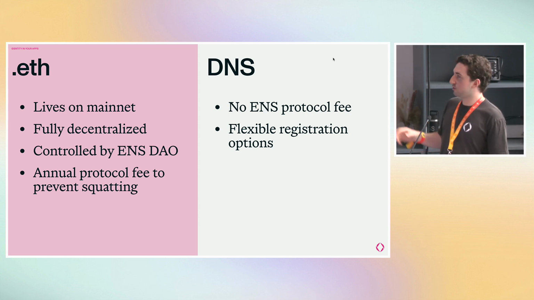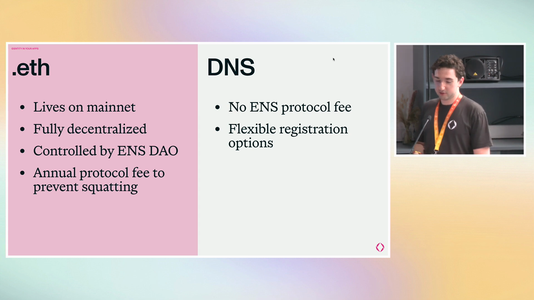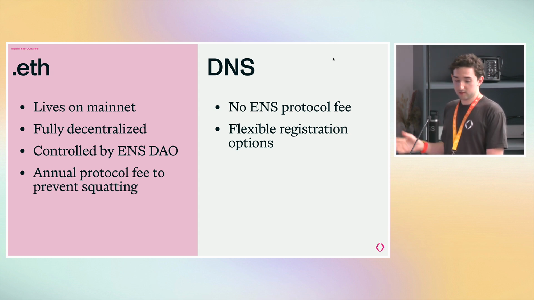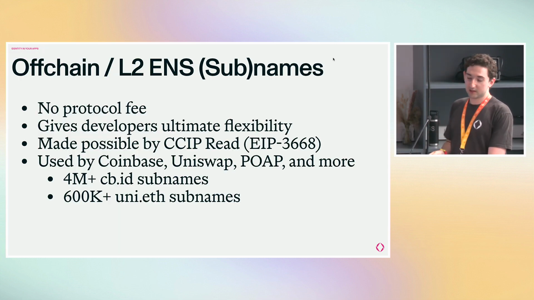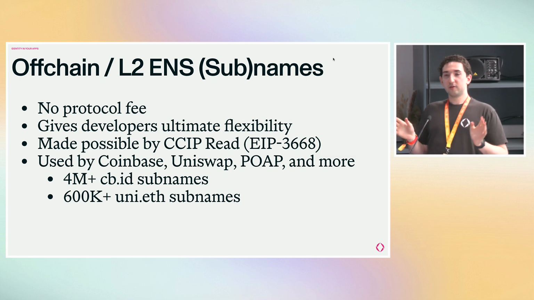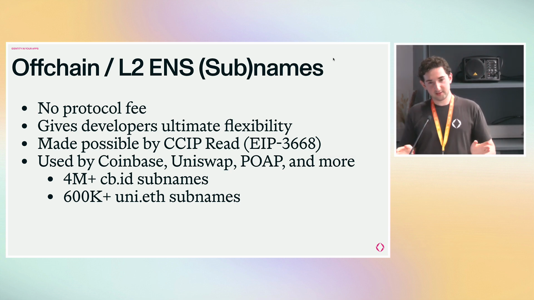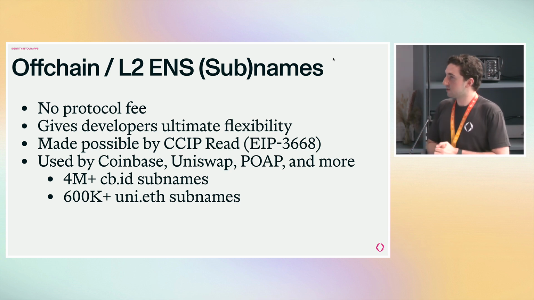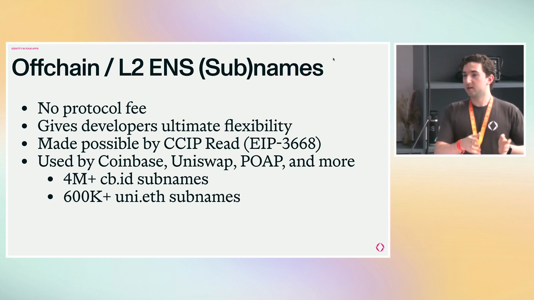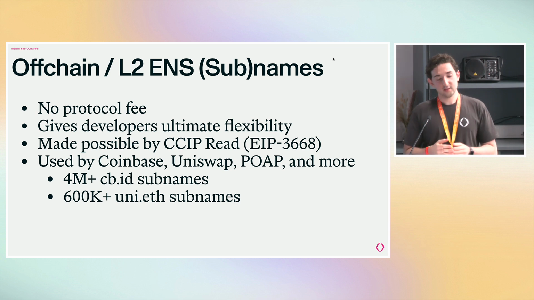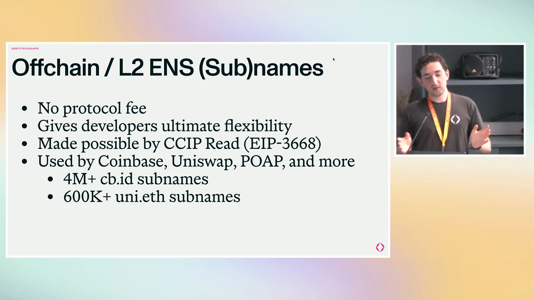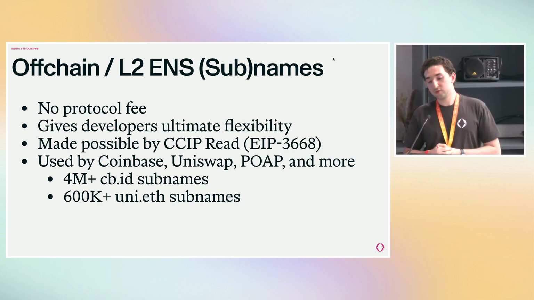And the flexible registration options I can dive into a little bit later, but basically DNS names can be used for free in the ENS ecosystem, whereas .eth names, at least second level .eth names, cannot. So both of these types of names can be used in a number of different ways, namely subdomains and issuing something like sub.name.eth under just name.eth. And these names can be off-chain, which includes on layer 2s.